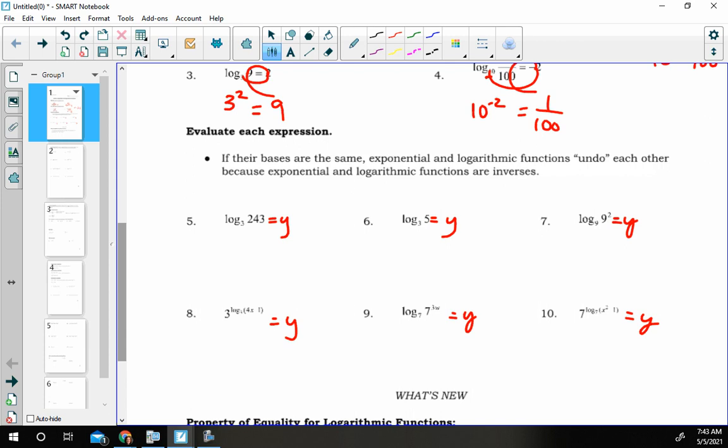All right, so I want you to pause the video, do your swirly, see if you can figure out what that y variable represents and what it equals. So go ahead and try to represent those. 8, 9, and 10 are going to be our tougher ones. So pause the video if you have it and go ahead and try it.